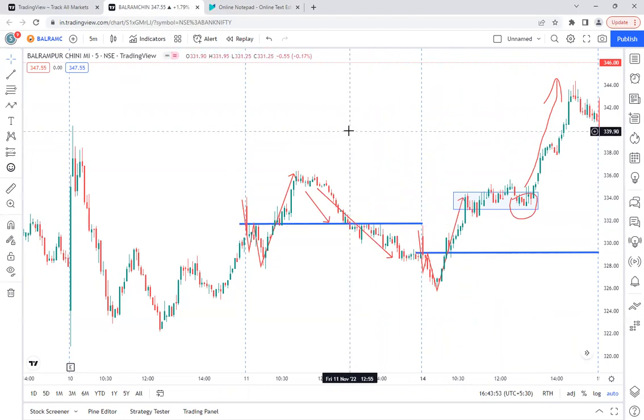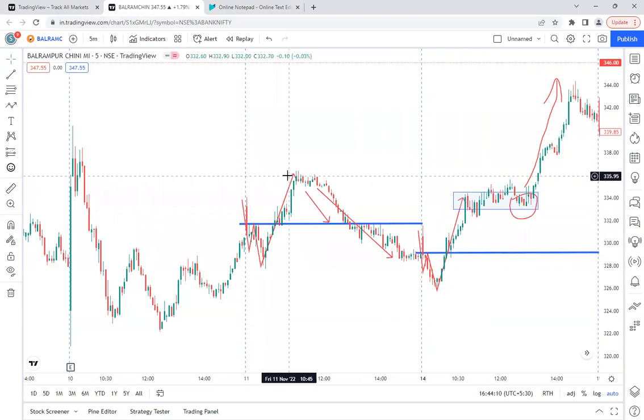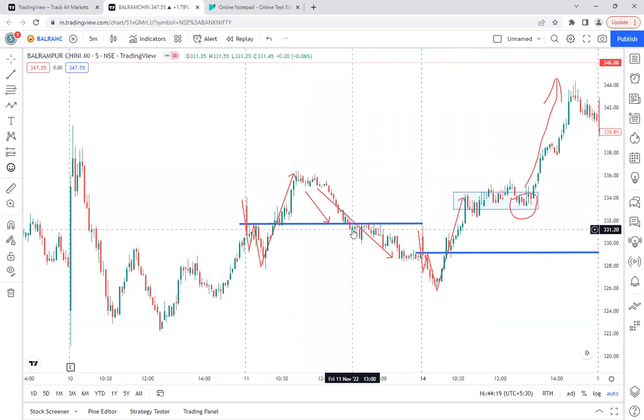On 11th November, the price action we saw is that initially it gave a downtrend, meaning it fell down. They tried to go up, they fell down again. From there, they started going towards the upside very sharply, and they reached some level. After reaching that level, they stayed there for some time and then fell down towards the day low. This is what happened on 11th November.